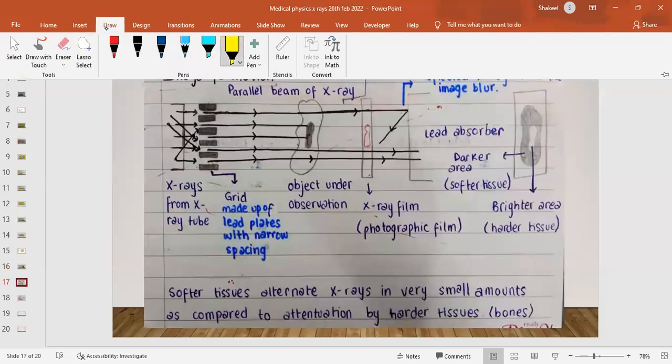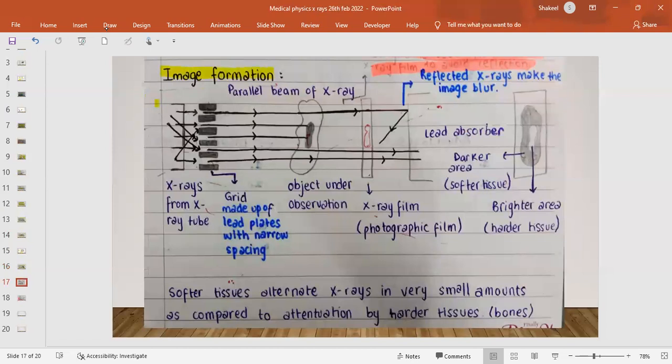Okay, how is the image being formed? Let's say this is the X-ray source, and this is the metal grid. This is used so that a parallel beam of X-ray can be used. And then the organ under investigation is there. This is the hard part. You can see that through soft tissues, the X-rays are passing through. And this is the X-ray photographic film. And then there is the lead absorber behind it, so that when the X-rays pass through the film, they will not be reflected back. So the image is formed over there.